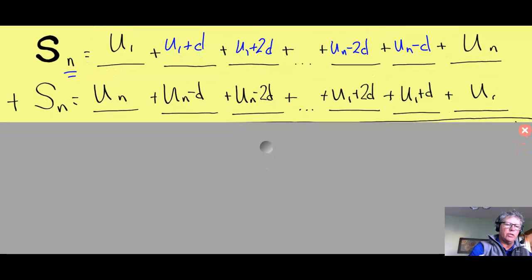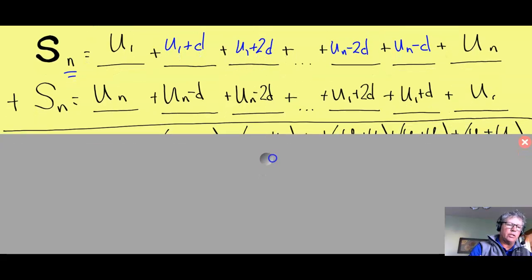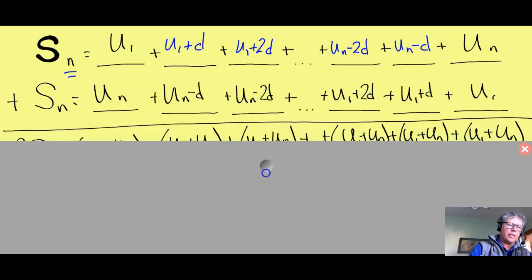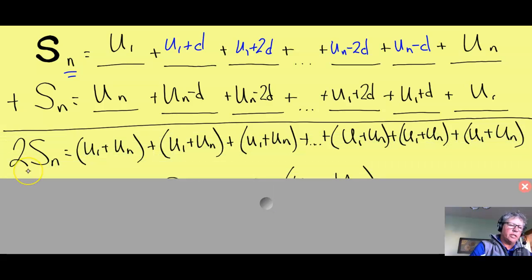If we add those two, on the left, we're going to have two of these. The sum of the first n terms plus the sum of the first n terms equals 2 times the sum of the first n terms. Pretty cool. When we add these two, we get u1 plus u sub n. Great. But check it out. When we add those two terms, look what happens with the d value. It cancels out. So we get u1 plus u sub n. That's pretty cool.